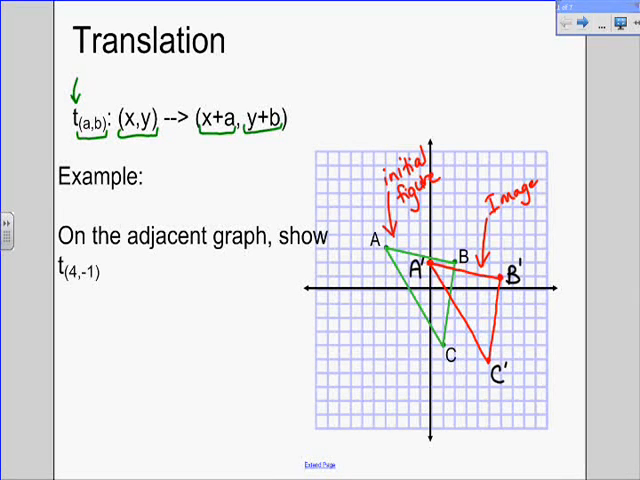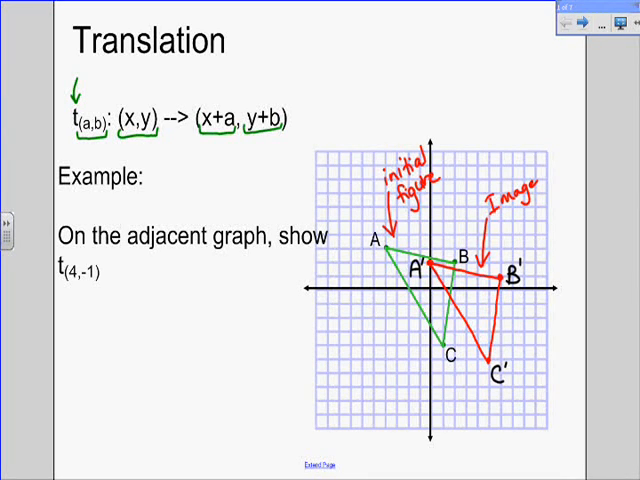A few things that you can tell from the graph. The shape, if it's a shape, will still be oriented the same way. So it's still facing in the same direction, but it's moved downwards and it's moved to the right because we have 4 and -1 as the movement out of our graph.